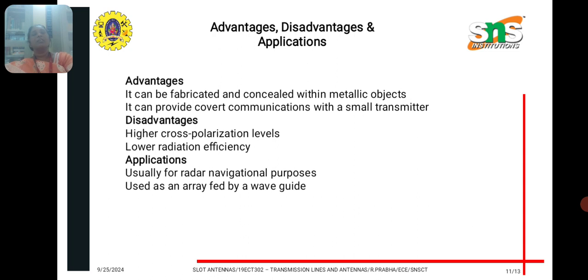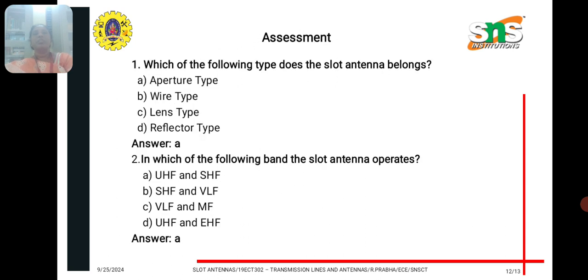Now we discuss the advantages, disadvantages and applications of the slot antenna. The advantage is that it can be fabricated and concealed with metallic objects because its size and structure are very simple, and it can provide covered communications with a small transmitter. The disadvantages are higher cross polarization levels and lower radiation frequency. The applications of the slot antenna are usually radar and navigational purposes, used as an array fed by a waveguide.